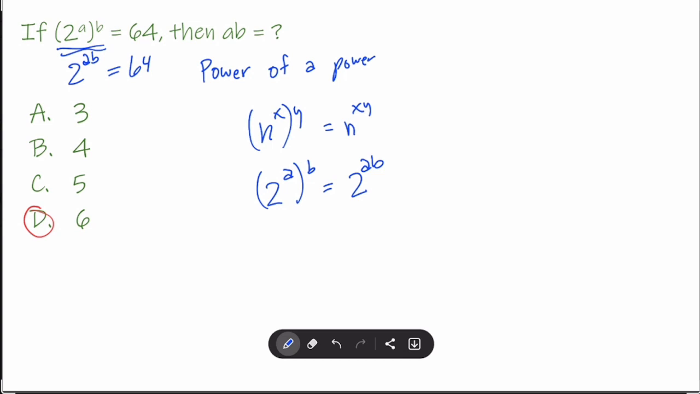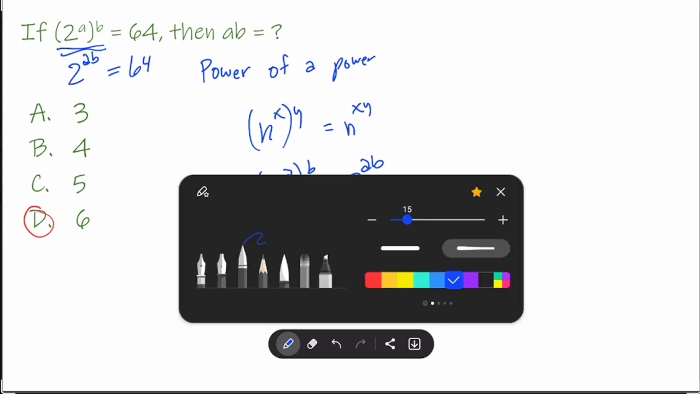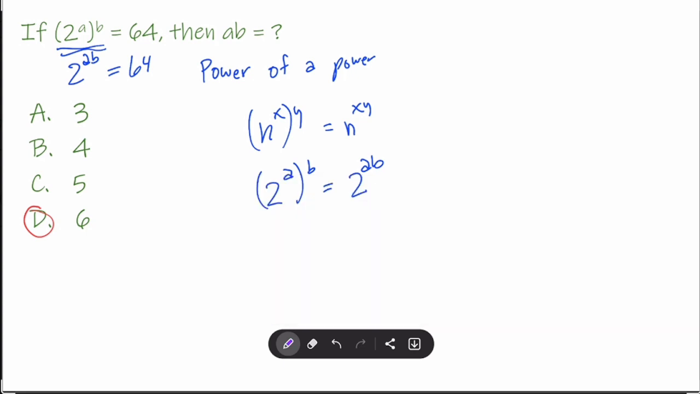Let me change the color for that. So we have 2 times 2, which is 4, and then 4 times 2, that's 8. And then I'm going to times 2 again, that's 16. And then times 2 again, so we get 32. And then times 2 again, that's 64.